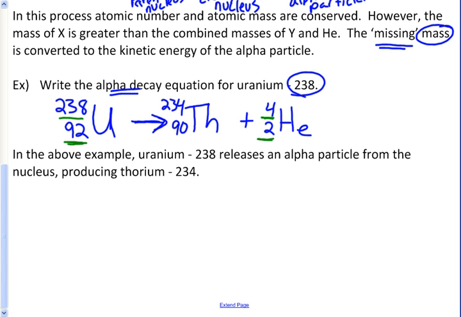Any questions there? So as long as you're making sure that the top number and the bottom number are adding up, then that's good.